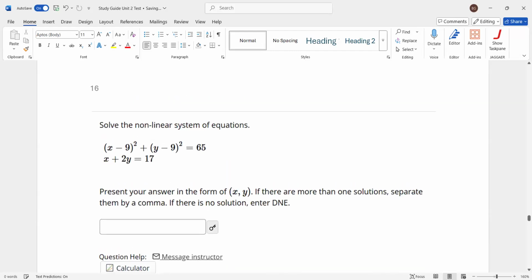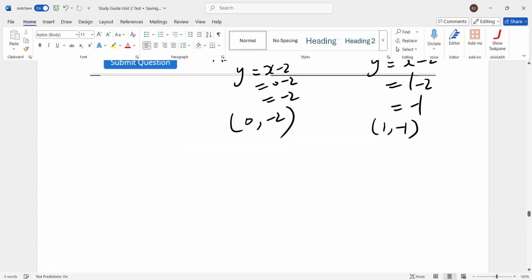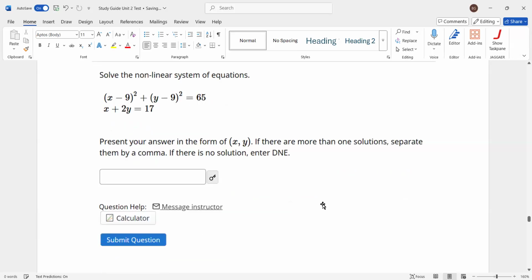Next, number 16. Solve the nonlinear system. Not sure if the calculator can help you. It really depends on the convenience of the coordinates of the solutions. When the coordinates are integers, like what we had earlier, you can just use a calculator. I don't mind you taking advantage of that in the exam. But if the solution is a radical, an irrational number, probably a fraction, and the calculator shows you a rounded decimal, then you really have to know how to solve it.